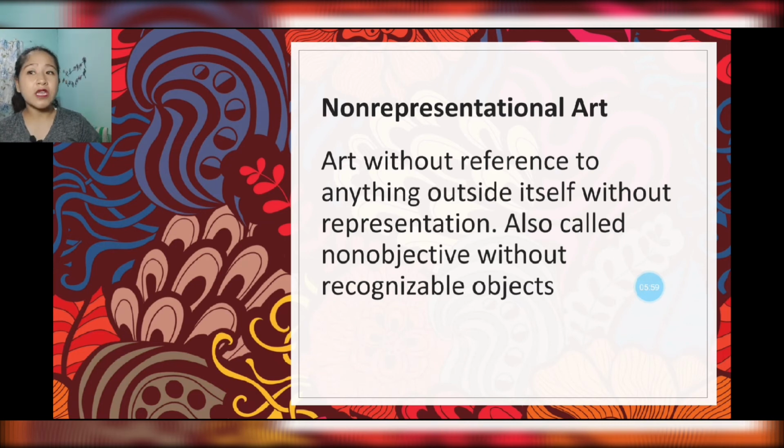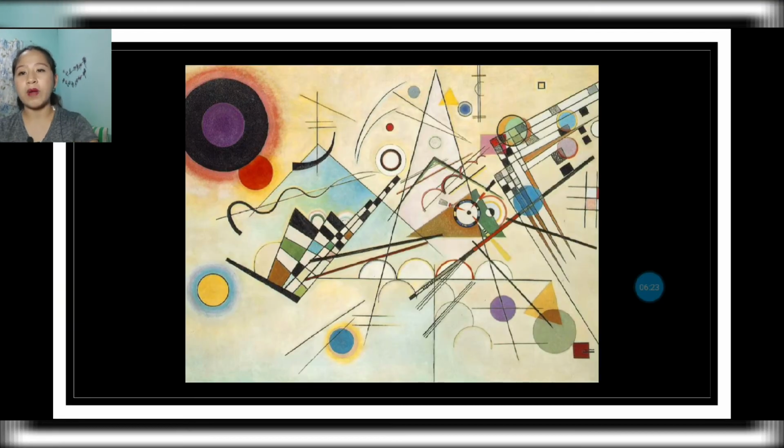Okay, so if we have representational art, we have non-representational art. So art without reference to anything outside itself without representation. It is also called non-objective without recognizable objects, okay? Alright, so nothing to represent. This is non-representational art. Let's have this one. Is there any subject that you could represent? There's none. There's just the combination of the lines, the shapes. It doesn't represent anything. But of course, the artist who made this one has the purpose of relaying a message to a viewer. Okay? So, most of the time, if we would like to know the message, of course, we're going to talk to the artist.